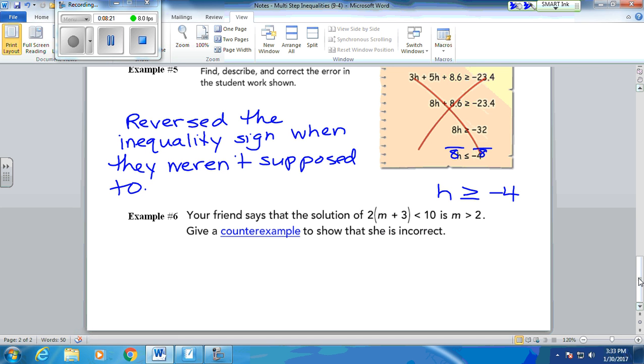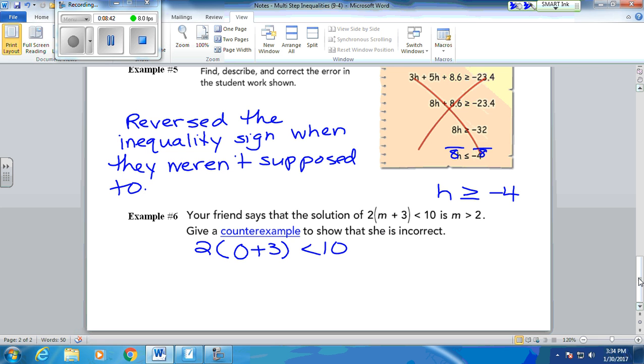So we are just going to try to see if 0 or 1 would actually work in for m here. Because if my friend is correct again, 0 or 1 would not be a solution because that's not in her solution set. So I'm just going to use 0 because that cancels out things nicely for me. So instead of putting a number greater than 2 in place of m, I'm putting something that, again, is not part of her solution set.